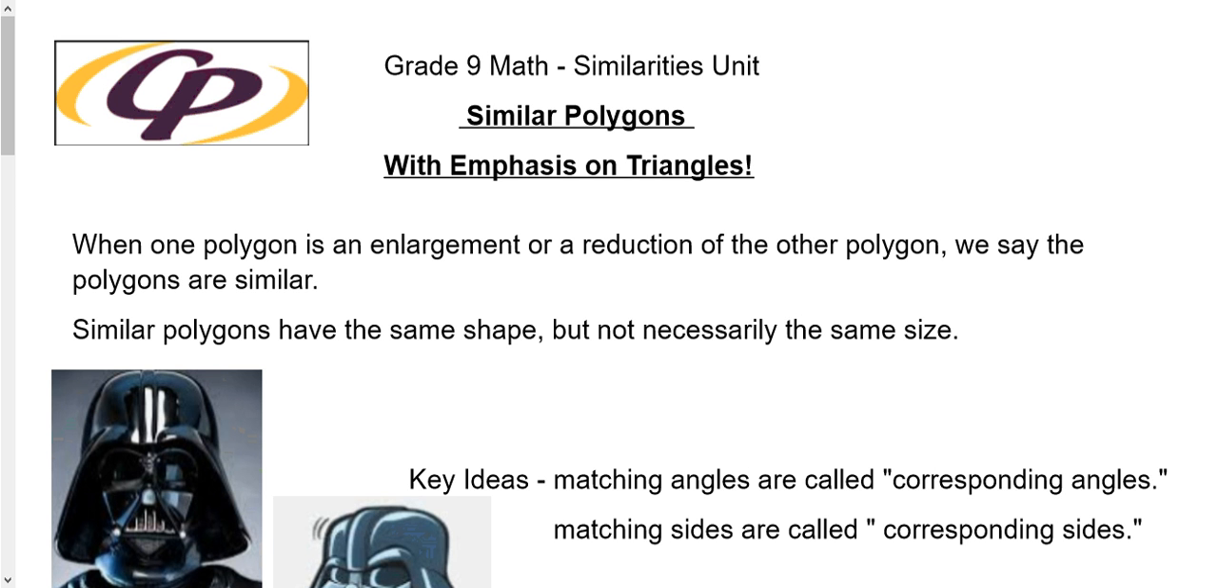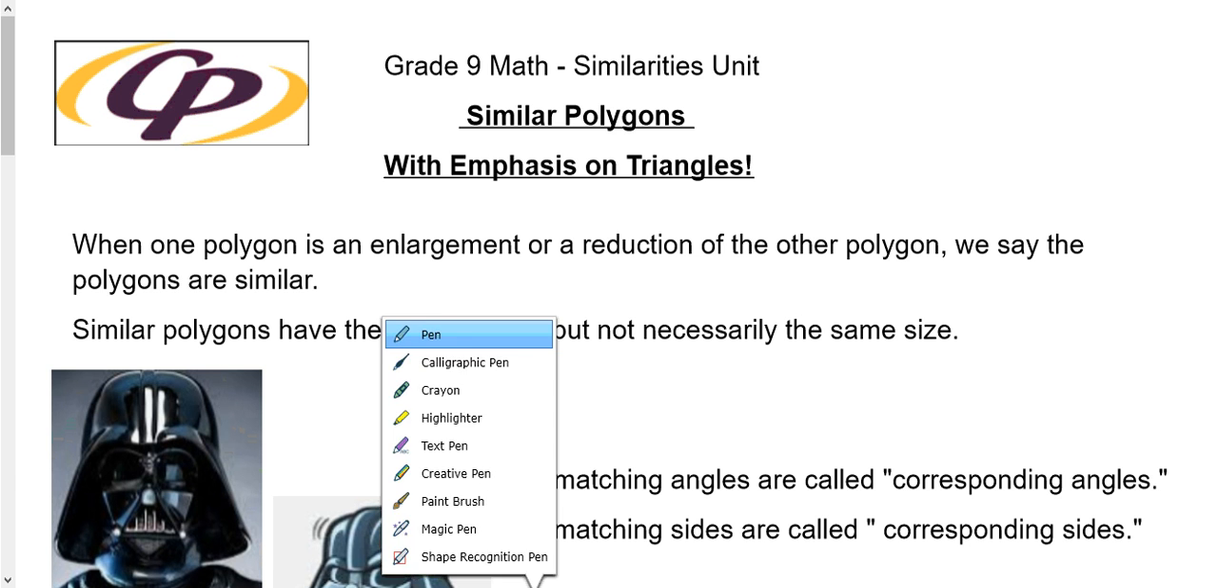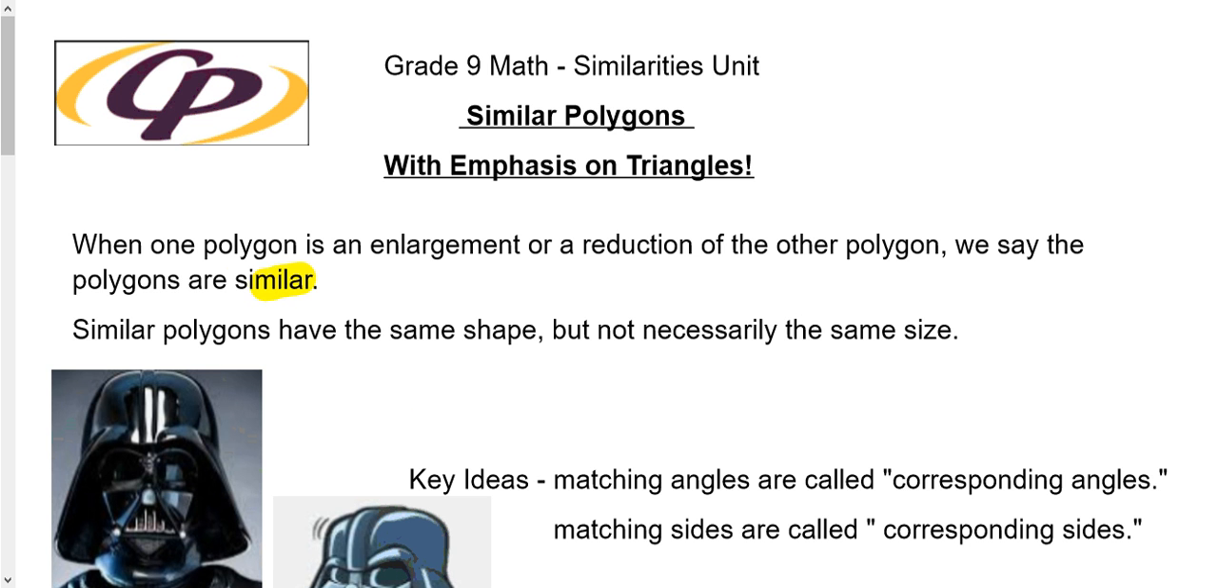So when one polygon is an enlargement or a reduction of another polygon, we say the polygons are similar. Okay, so that's the key word, similar. Now that's a pretty specific word because it means special things. So when we say similar, we don't mean kind of looks like the other one.